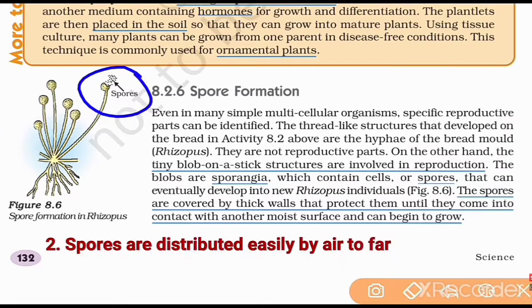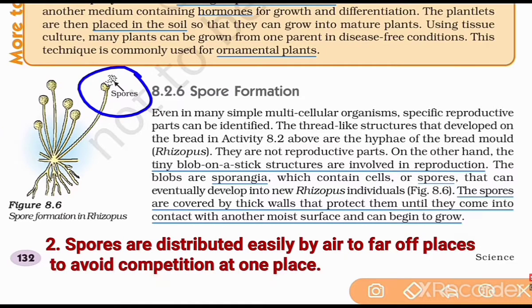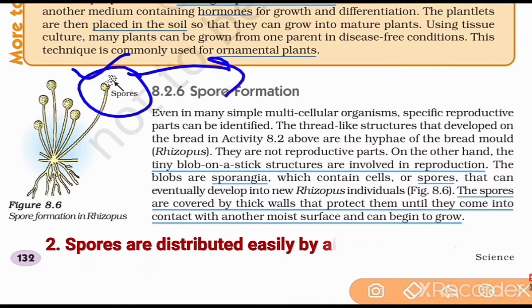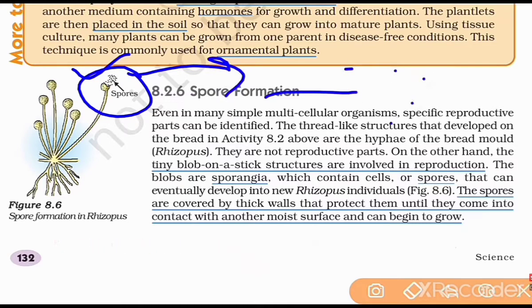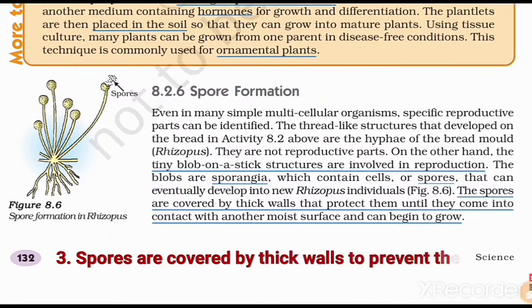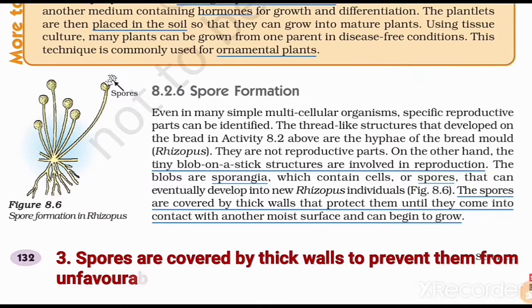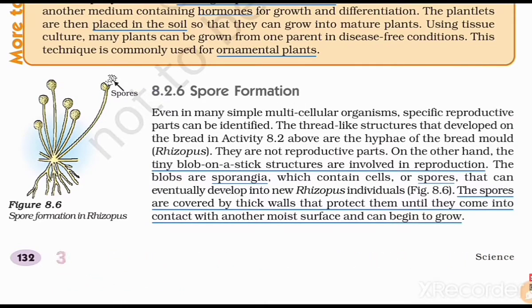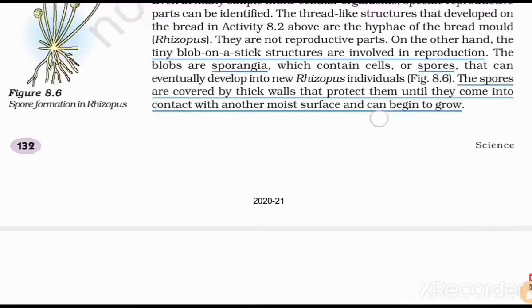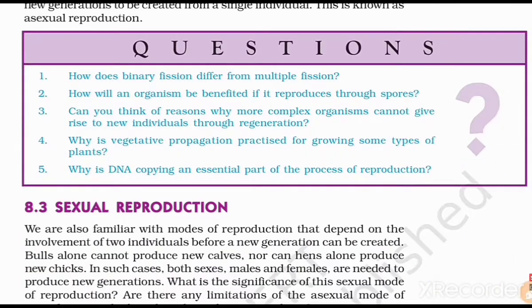And the second point: spores are distributed easily by air to faraway places, to avoid competition at one place, so that they are not competing for food, the survival of the fittest. Okay, the third important point is that the spores are covered by a thick wall. In unfavorable conditions, the thick wall protects them. When the condition is favorable, it can open and the spores come out through the wind. They can be spread from one place to another. Okay, this is known as dispersal from one place to another.